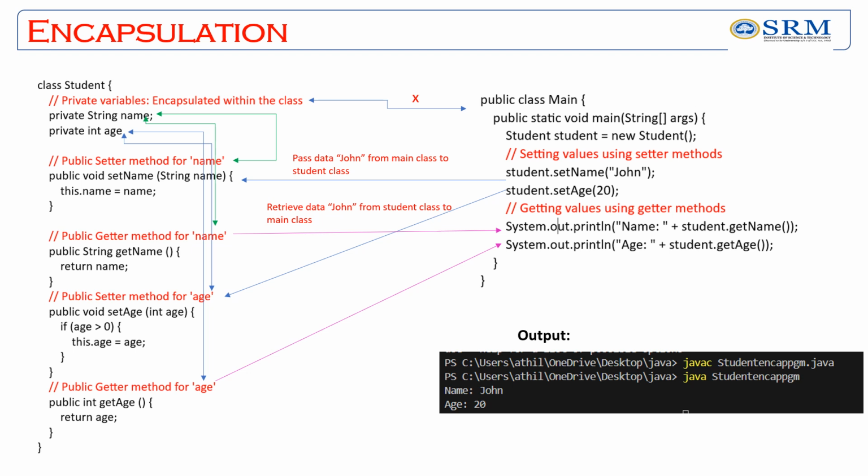So the setName method will send the John value to the setName method in the Student class, and setAge of 20 in the main class will pass the value 20 to the setAge method in the Student class.